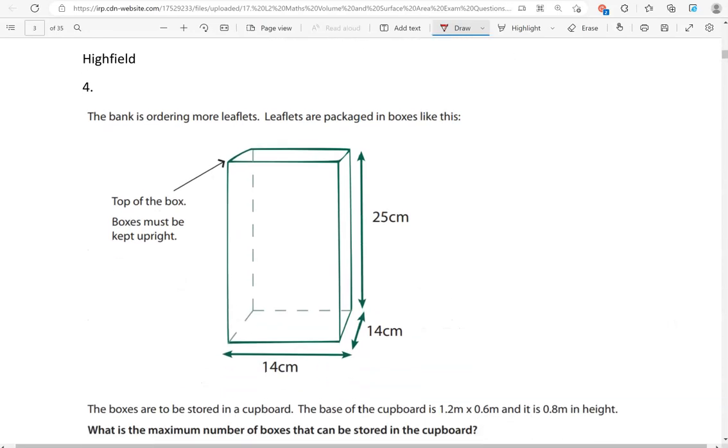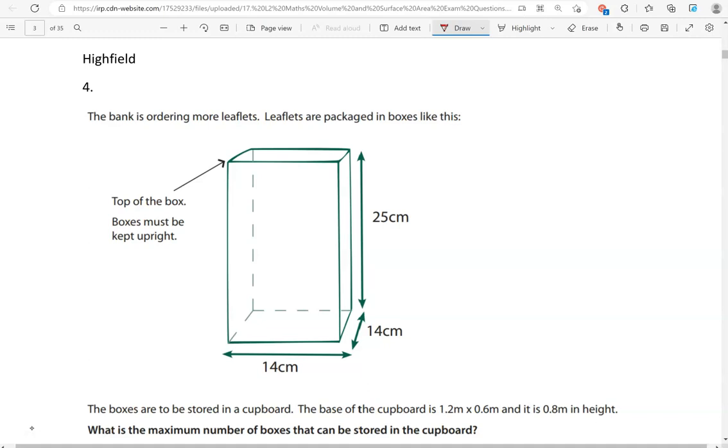The bank is ordering more leaflets. Leaflets are packaged in boxes like this. The boxes have to be stored in a cupboard. The base of the cupboard is 1.2 meters by 0.6 meters and it is 0.8 meters in height. What is the maximum number of boxes that can be stored in the cupboard? So we're looking to find the maximum number of boxes that can be stored in the cupboard.